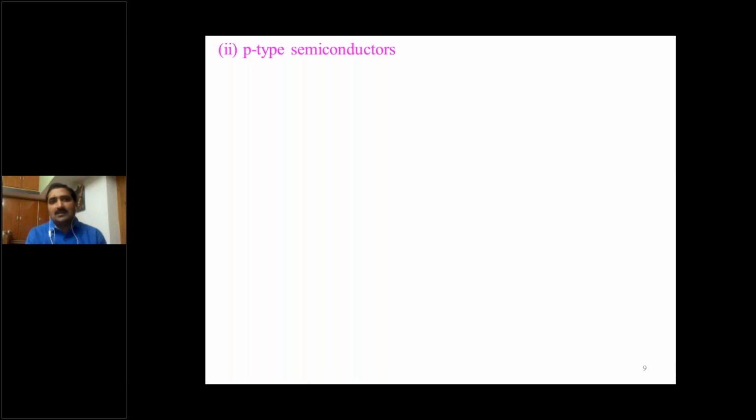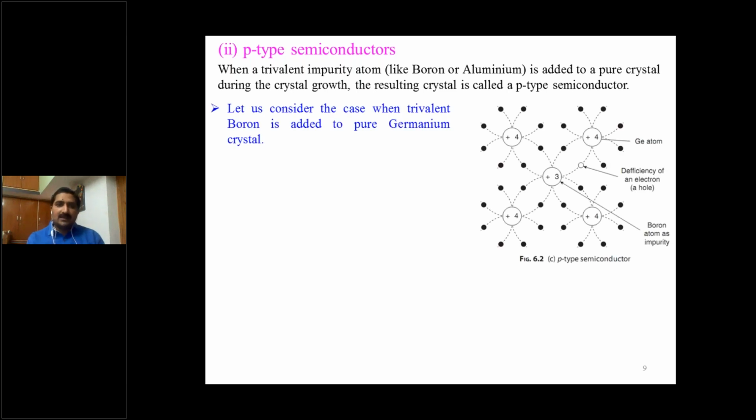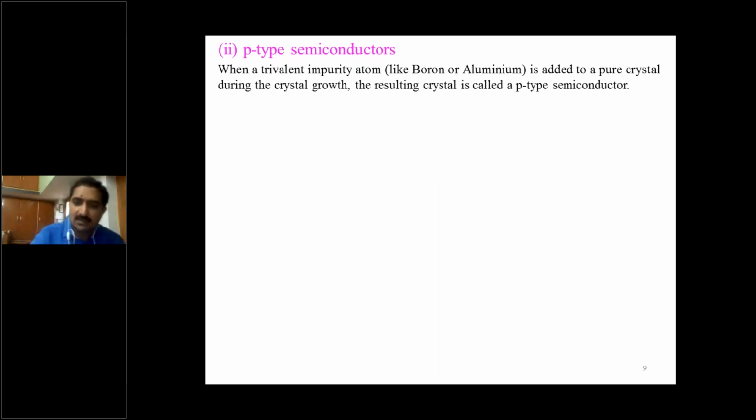And the next one is p-type semiconductors. In the previous case, for n-type semiconductor, we added a pentavalent impurity. Now we are adding a trivalent impurity like boron to the germanium during crystal growth. The resulting crystal is called a p-type semiconductor. Let us consider the case when trivalent boron is added to the pure germanium crystal, same as in the previous case.